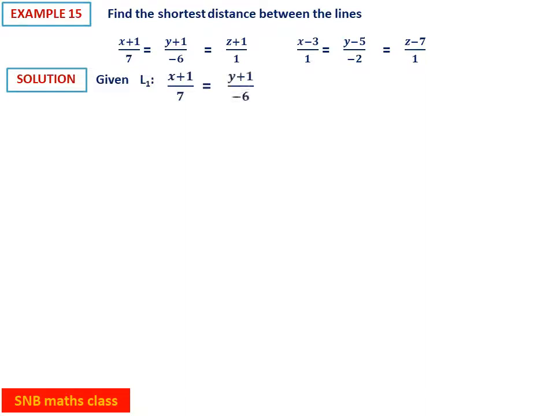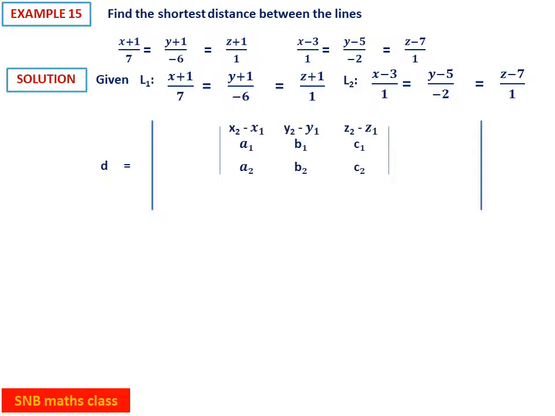Given, what is the equation of L1? L1 is (x plus 1) by 7 equal to (y plus 1) by minus 6 equal to (z plus 1) by 1. L2 is (x minus 3) by 1 equal to (y minus 5) by minus 2 equal to (z minus 7) by 1. You can use the vector formula and identify vector A1, A2, B1, B2. That is one method. Or you can also use the Cartesian formula, because I have given you the Cartesian formula for shortest distance. Here this is the formula, if you remember, it's a very big formula.